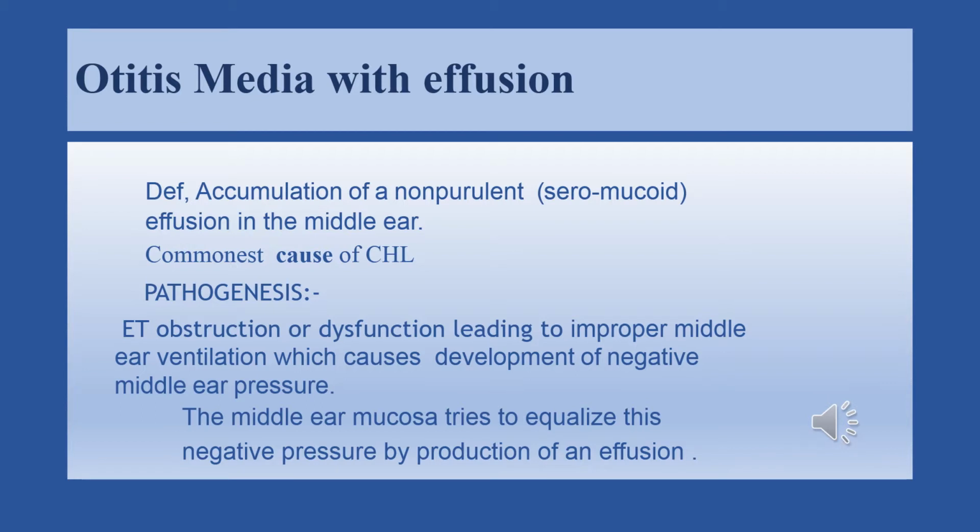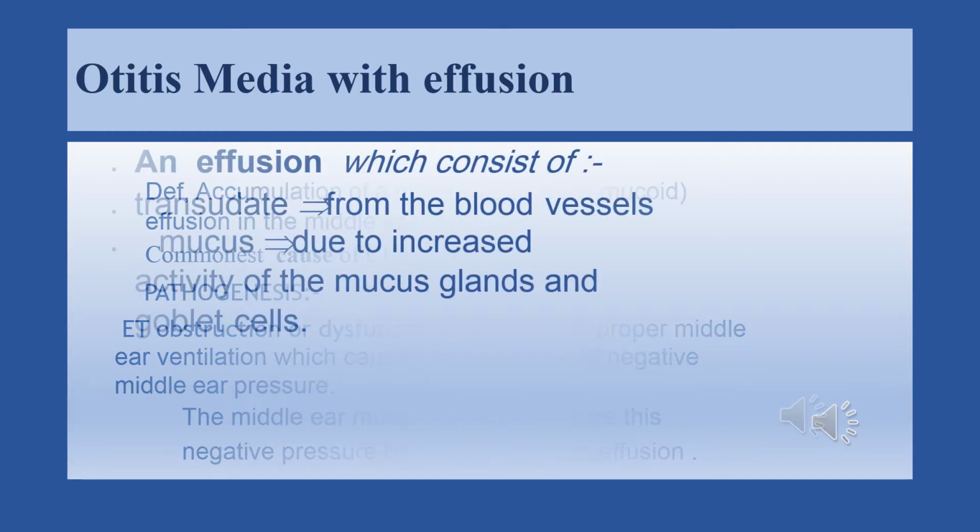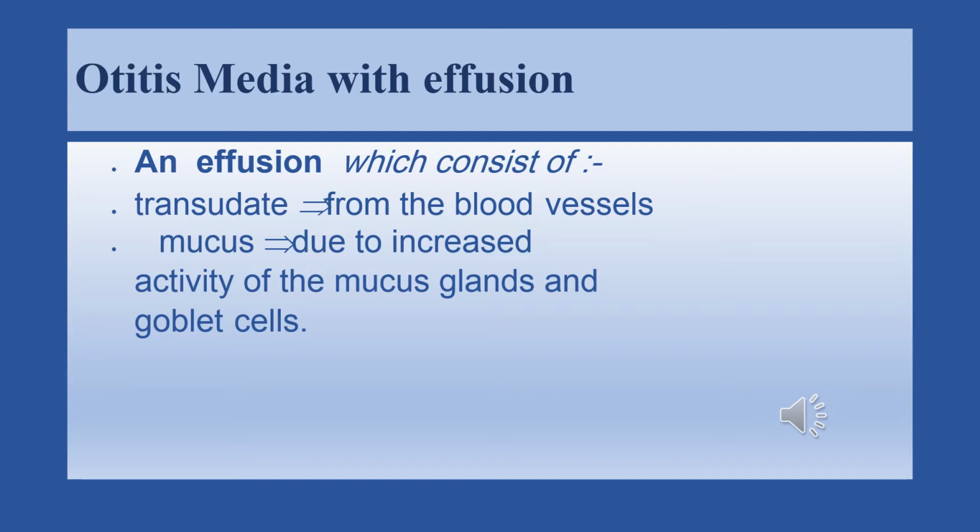Why does this happen? When the Eustachian tube is obstructed or dysfunctional, this leads to improper middle ear ventilation and causes the development of negative pressure. On the other hand, the mucosa tries to equalize the negative pressure by producing an effusion. The effusion consists of exudate from the blood vessels and mucin, which is from the mucin glands and the goblet cells.